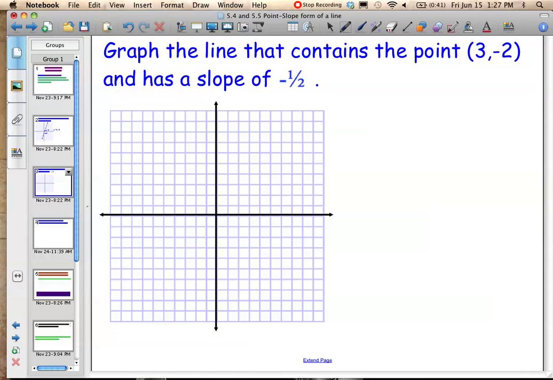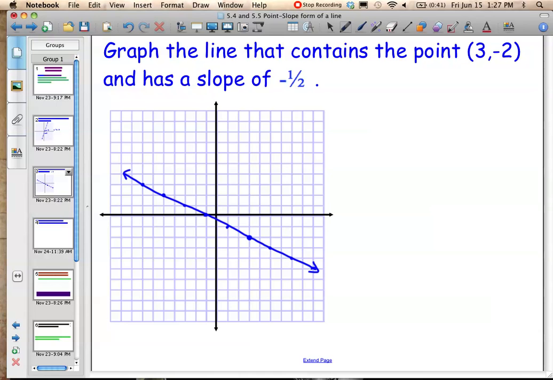Let's take a look at this one. Goes through the point (3, -2) and has a slope of -1/2. Down 1 over 2, down 1 over 2. Up 1, left 2, up 1, left 2, and so on. Okay. And now for the equation of this line, oh boy, I don't know what that y-intercept is.